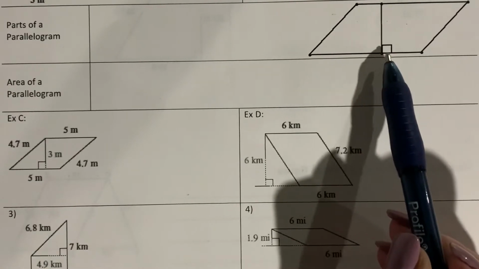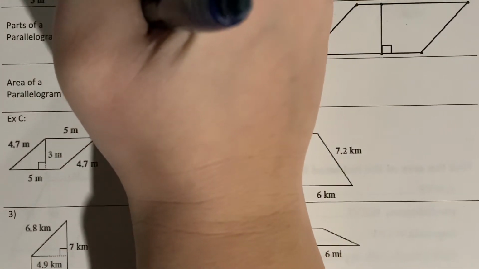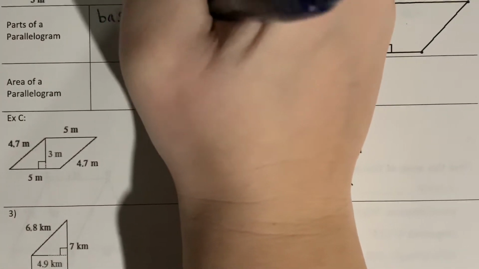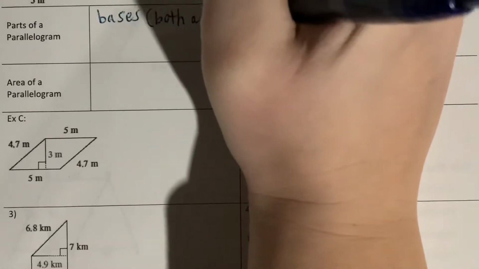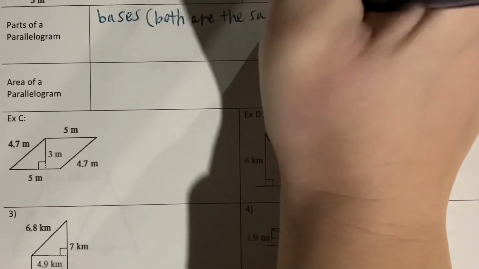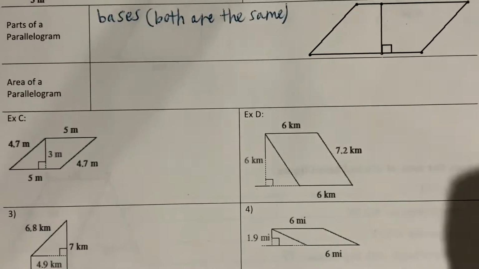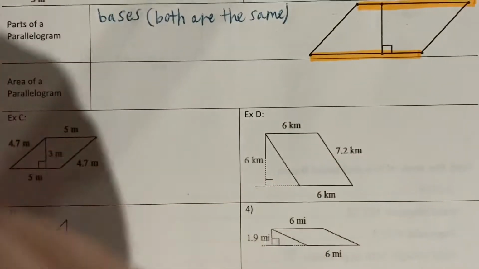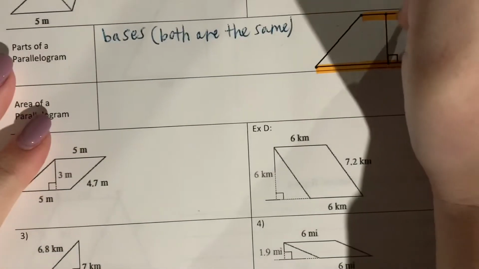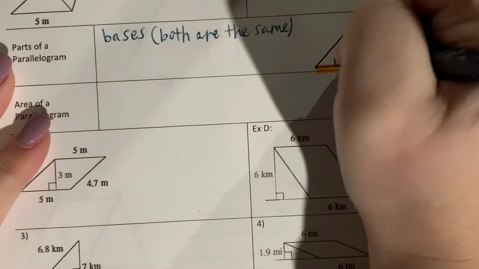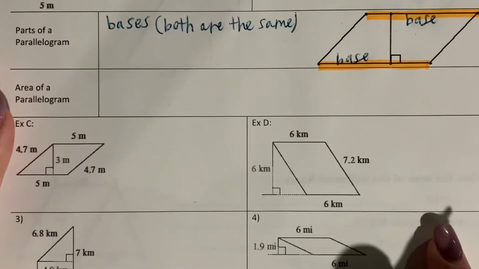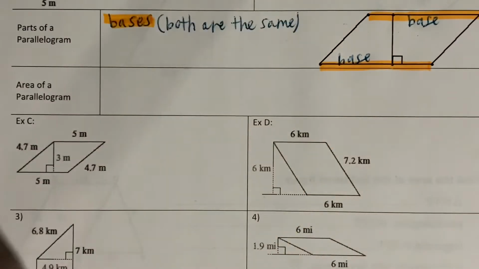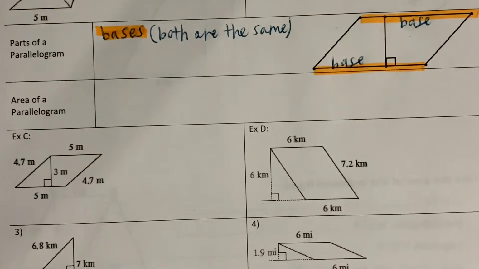We actually have two bases. That's the new part here with our parallelogram. We have two bases, and both are the same. Looking at my figure here, I have a base on the top and a base on the bottom. Label these base and base. They're the same, so it really won't matter which one we look at. And our bases still meet at 90 degrees with our height.